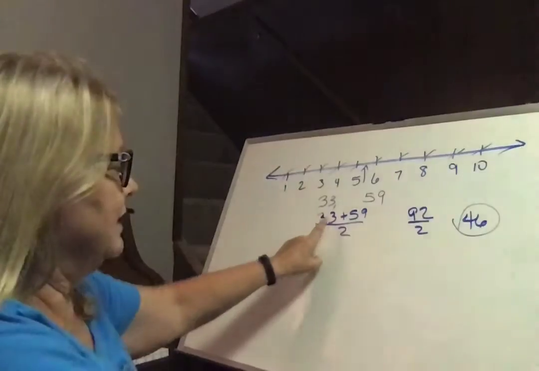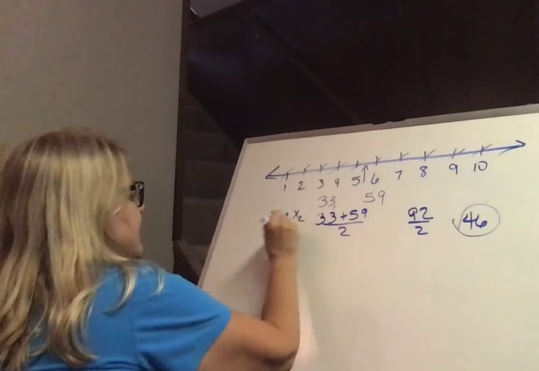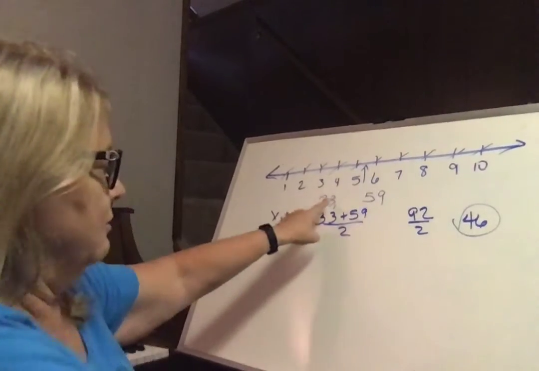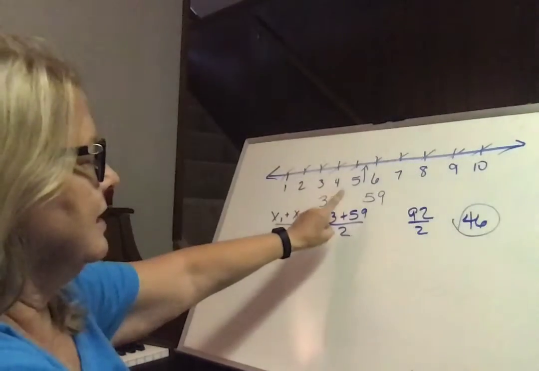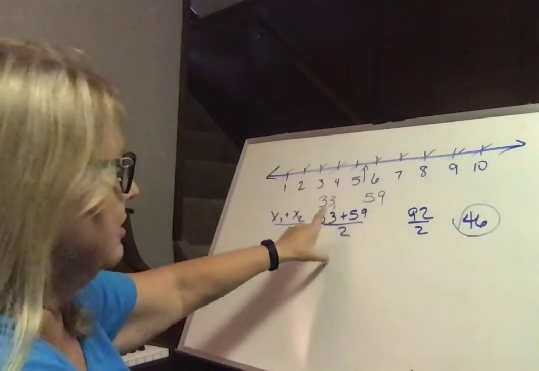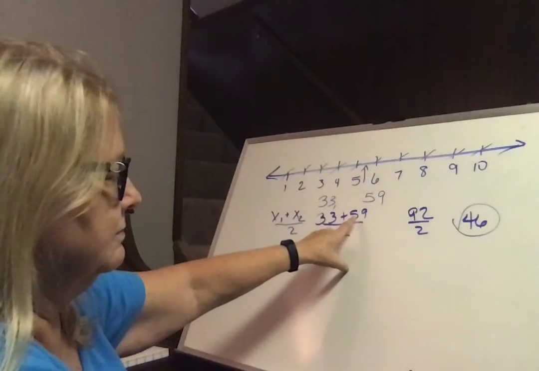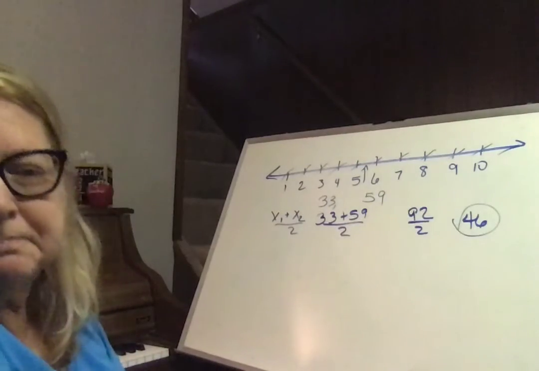Another way to write this is: the first x plus the second x, divided by 2. The first x number on the number line plus the second x number on the number line. 33 plus 59, 92, divided by 2, 46.